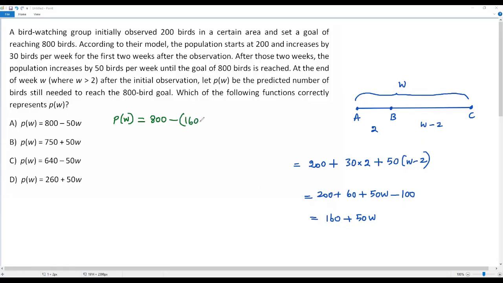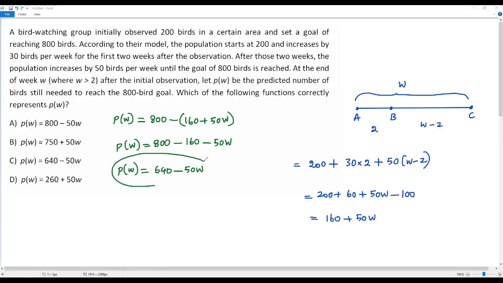That is 160 plus 50W. Then P of W equals 800 minus that. We can distribute this negative sign to this one and this one. Then we get negative 160, and negative times positive is negative 50W. When I combine this positive 800 and negative 160, I get positive 640, minus 50W. Here I got the function: P of W equals 640 minus 50W.